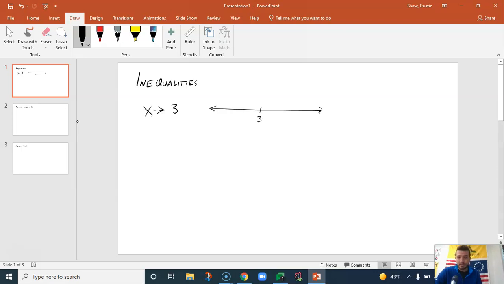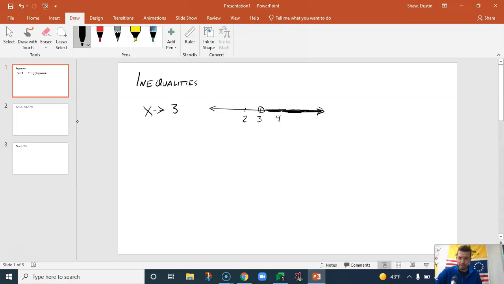Anytime there's no bar under here, which means greater than or equal to, that means your circle is going to be open. You're going to have an open circle, and you can put the numbers around it. So this would be 2, this would be 4, and so on. Now your arrow is going to go to the right. I'll use a different color for future graphs. So that's x is greater than 3.